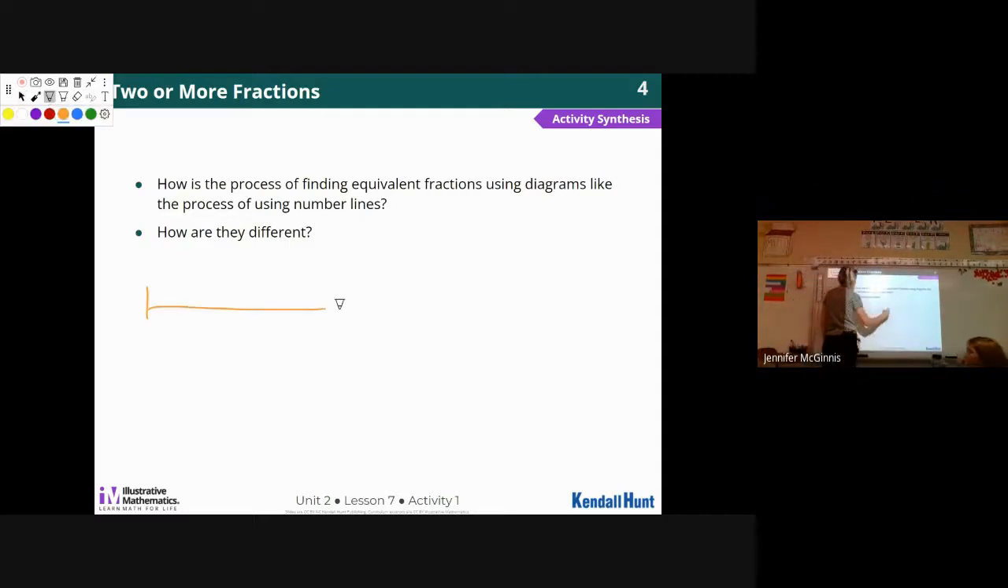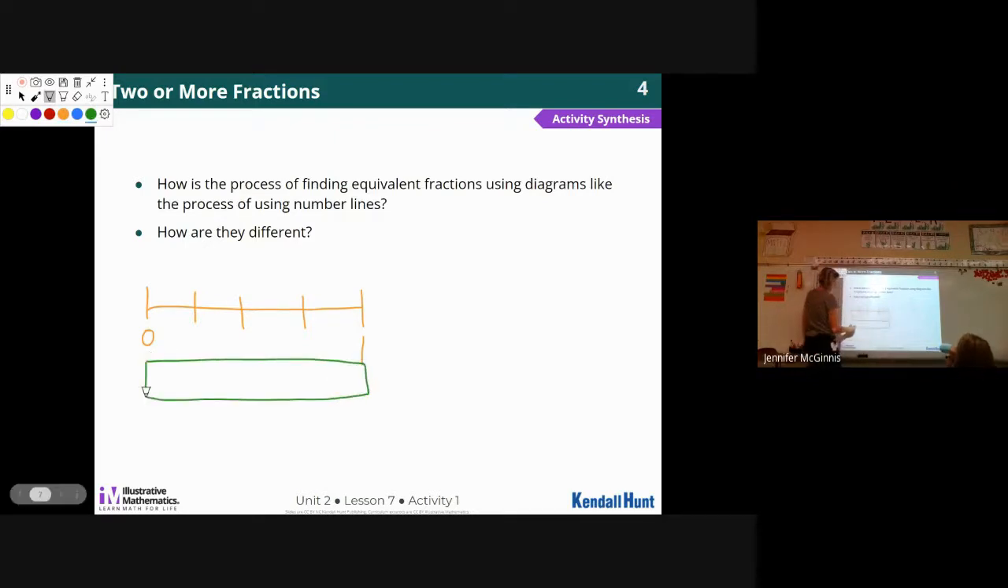We can have a number line that has fourths, or we can have a diagram that has fourths. How are these things the same? Because it's 4s and we can use 1 4. Okay, good. Charles? Aubrey? They both have a 0 and a 1.